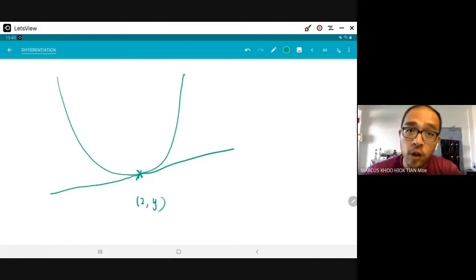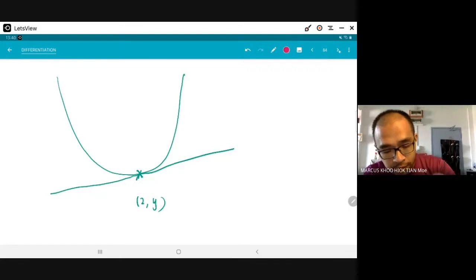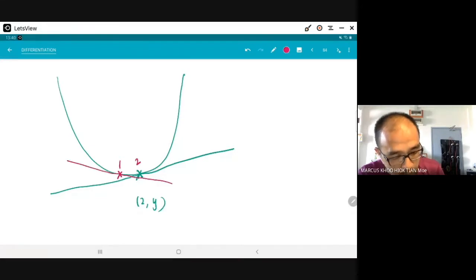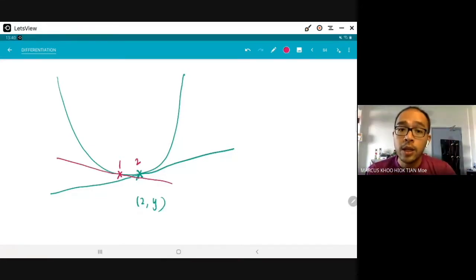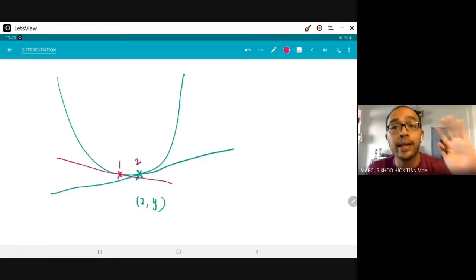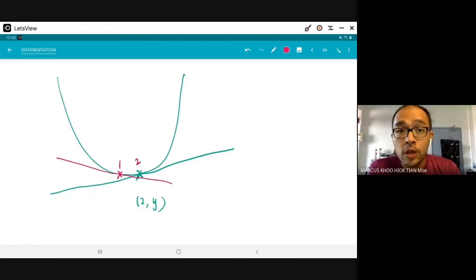And different coordinates will have different tangents. For example, if x equals 1, you will find that the tangent is a straight line, but also touches only at one place. So since on the curve there are many tangents depending on your x coordinate, you are going to get many different gradients.